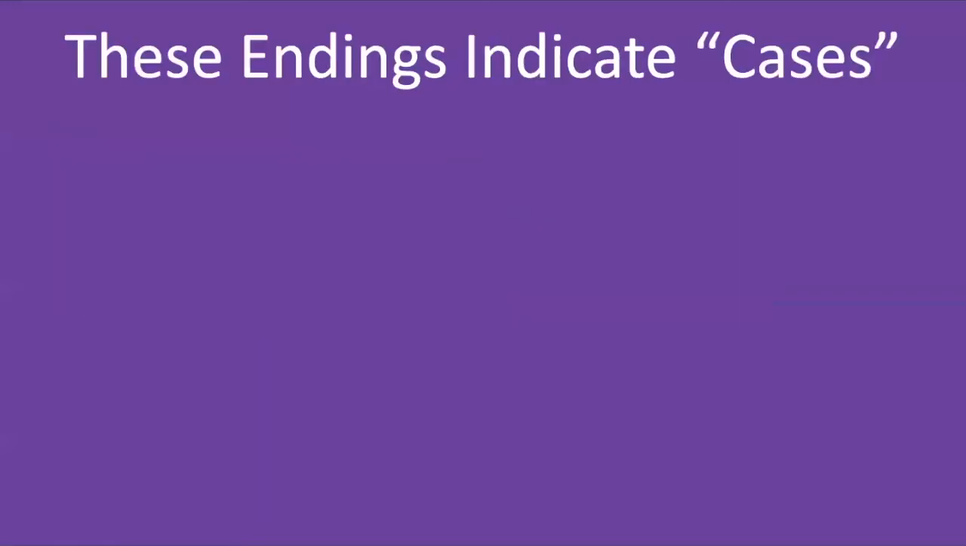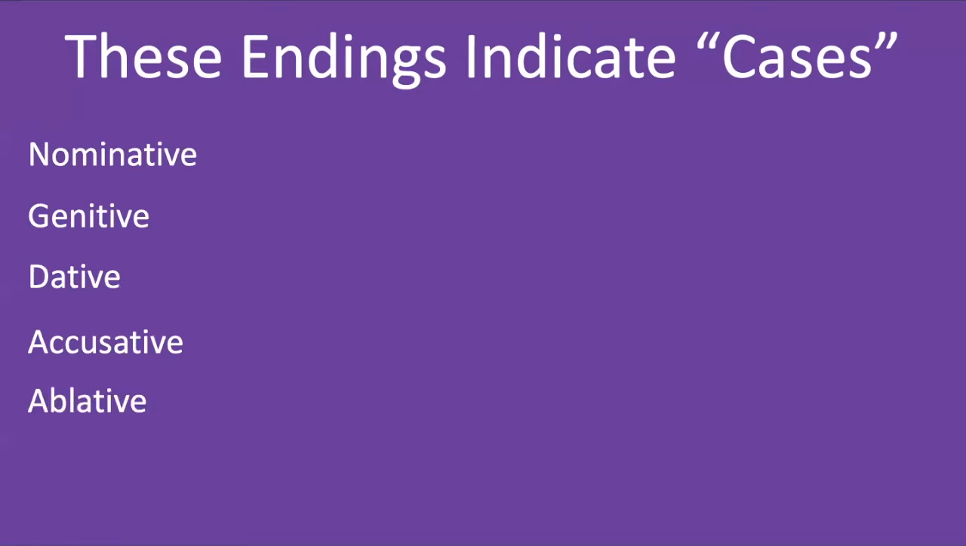So those different endings are called cases. So the case determines the function. So the cases are nominative, genitive, dative, accusative, ablative, and vocative. If this seems like I'm throwing a lot at you, it's okay. Again, this video is just about you getting an introduction to these vocabulary words. It's okay if you're not understanding all of this.